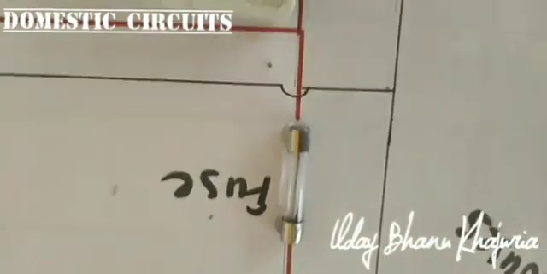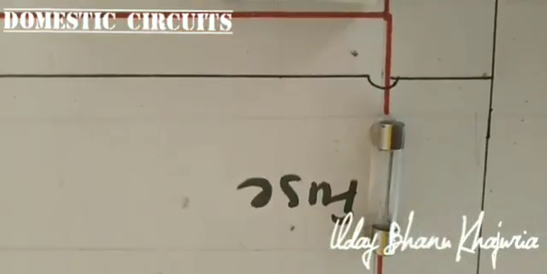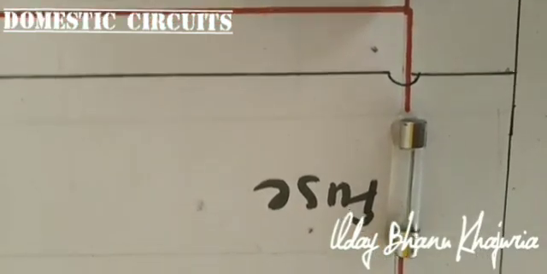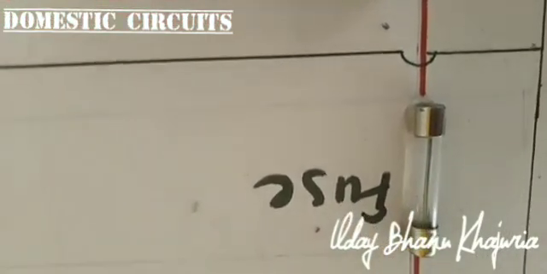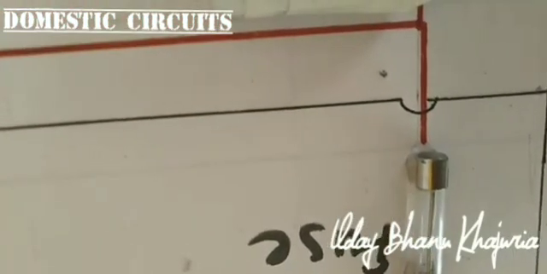Then there is a fuse or MCB. We use a fuse because the current is not stable, sometimes it is very high and sometimes it is low. If the current is very high, it can damage your appliances. So we use a fuse so that if the current is more, the circuit gets switched off.